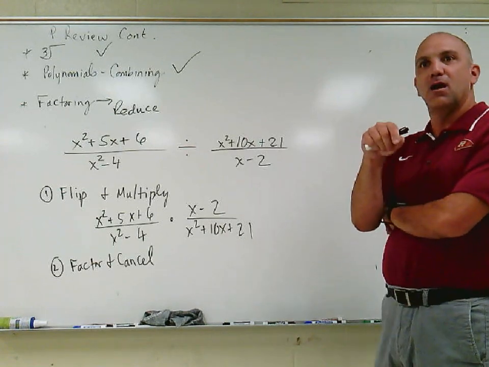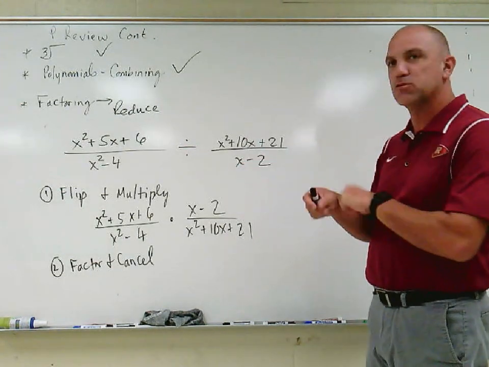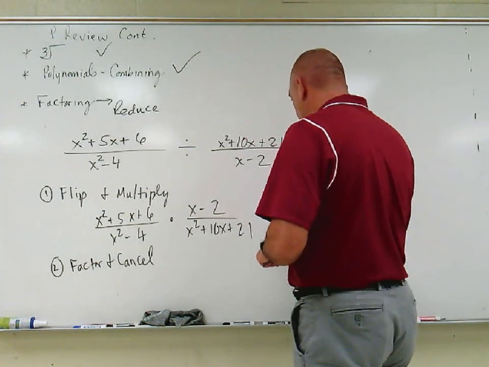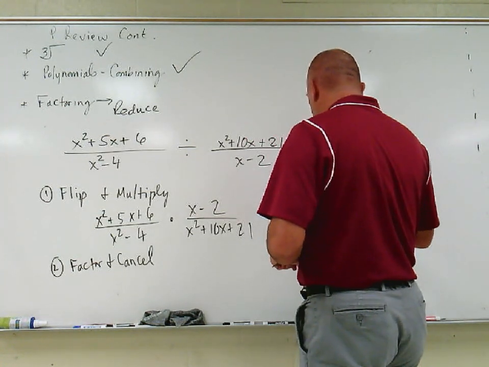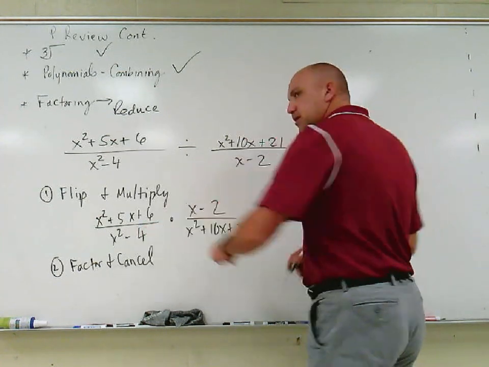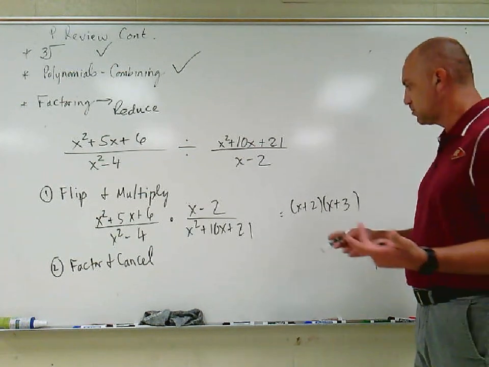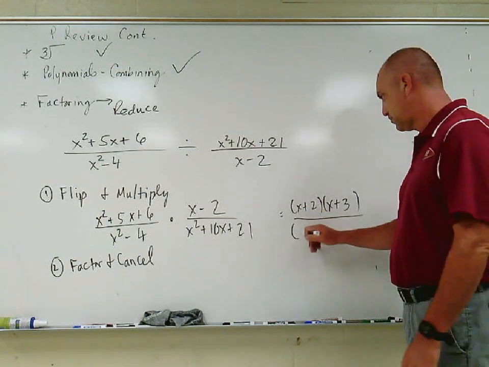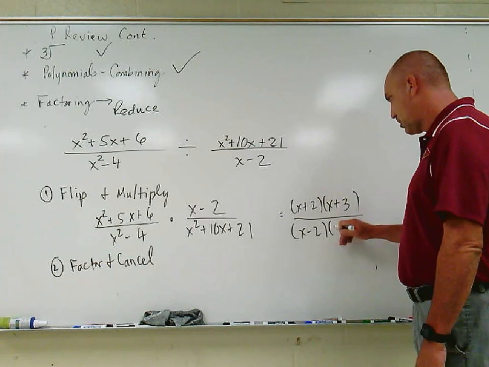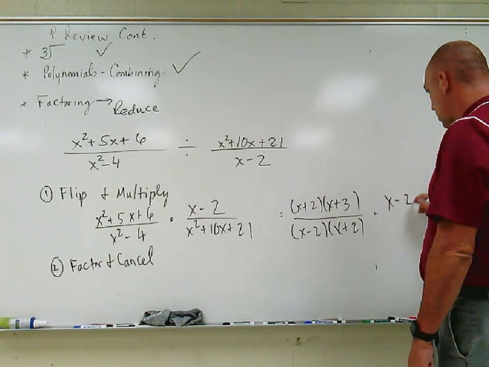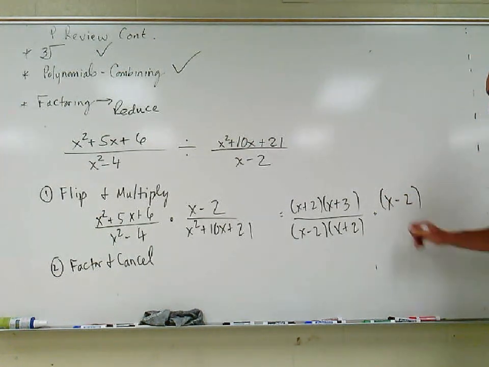Spencer, how did x squared plus 5x plus 6 factor? What did you get? X plus 2, x plus 3. All right, so that's x plus 2 over x plus 3. What about below it? X squared minus 4, what's that called? Difference of two squares, how does that factor? Very good. We got that. The x minus 2 up there, you leave alone. If you want to put parentheses, you can. And then how does x squared plus 10x plus 21 factor?